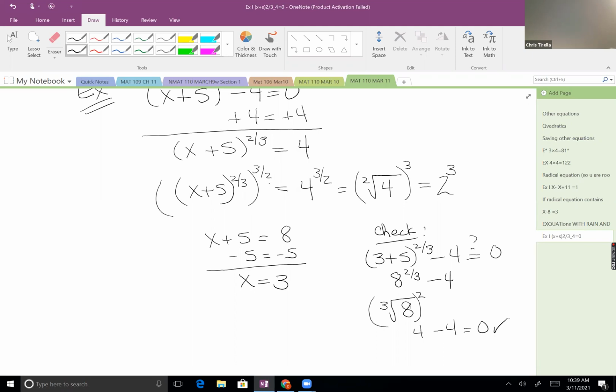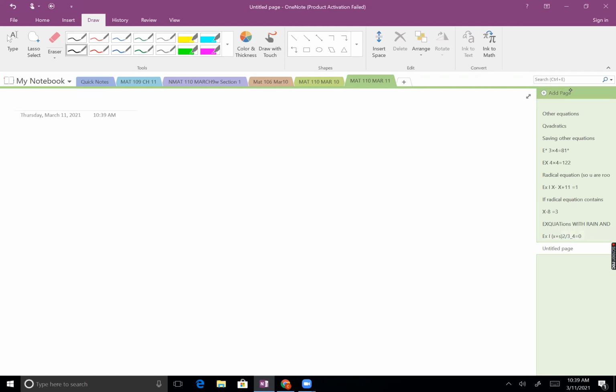Next one's a little bit dicier. Is everybody okay with this one? Next one, we've got to keep our minds open a little bit. If I look at (x − 4)^(2/3) = 16.